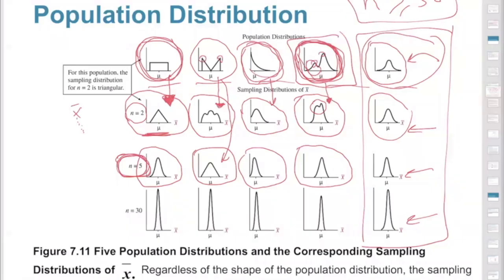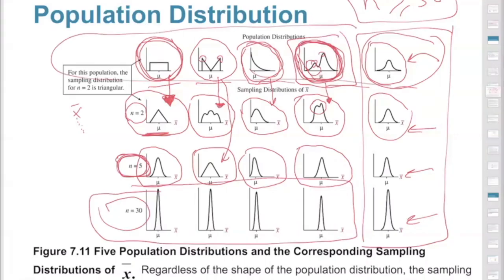But if you increase the sample size to 30, look at all the distributions for the sample mean: it's normally distributed, whatever the shape of the distribution up there. So this is the condition. Because of that, the Central Limit Theorem puts this condition: n must be greater than or equal to 30 to guarantee that the sampling distribution of x bar is normally distributed.